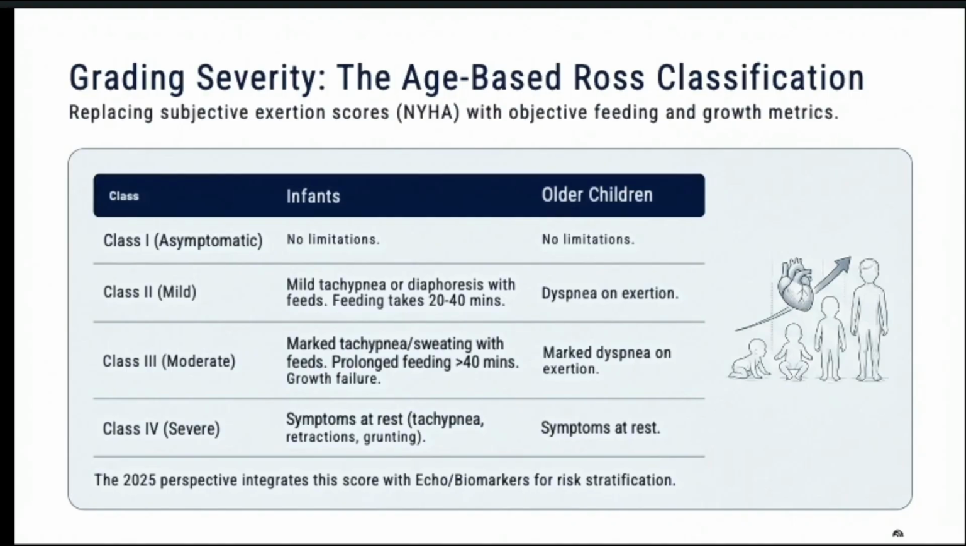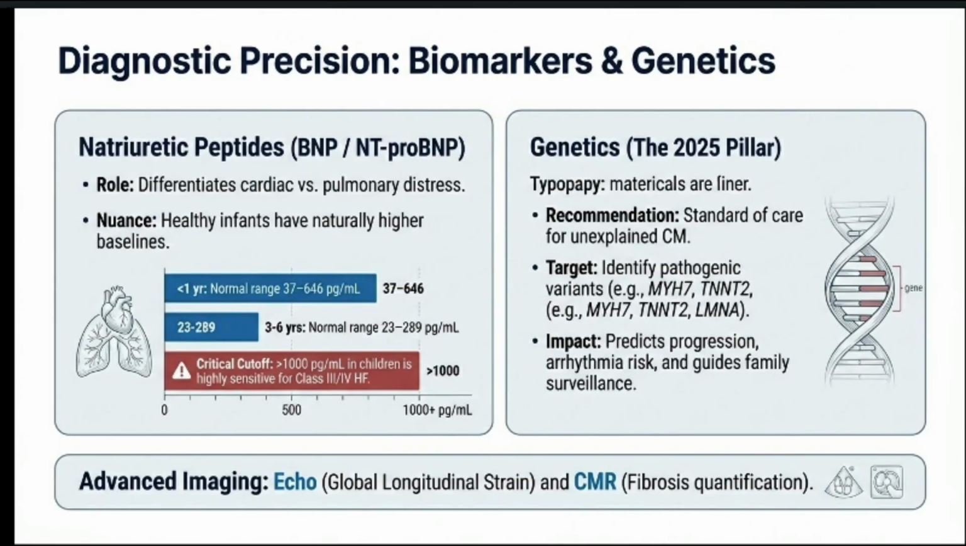And class 4 is actually where the symptoms are present at rest as well. There is tachypnea, retractions, grunting, marked growth failure, and obviously the child takes longer to feed. They are constantly breaking out in sweats. And in older children, they have got not only symptoms on exertion, they've got symptoms at rest as well. And this class 4 category basically correlates very well with the need for transplantation or ventricular assist devices.